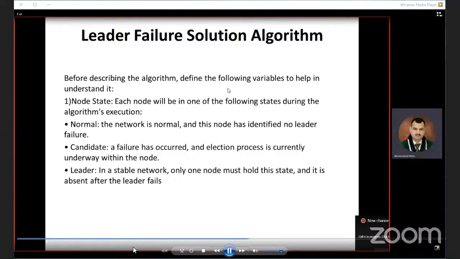The algorithm, before describing it, defines the following variables to help in understanding it.